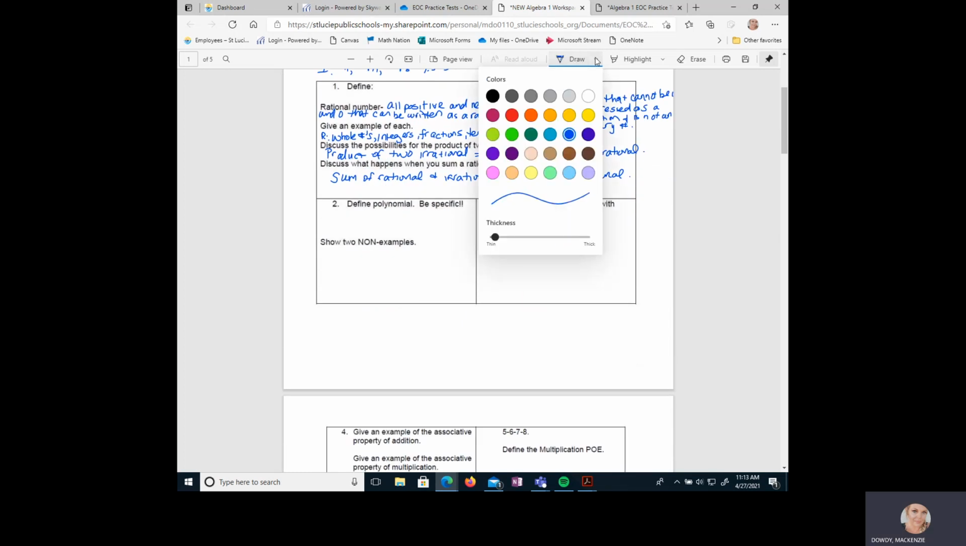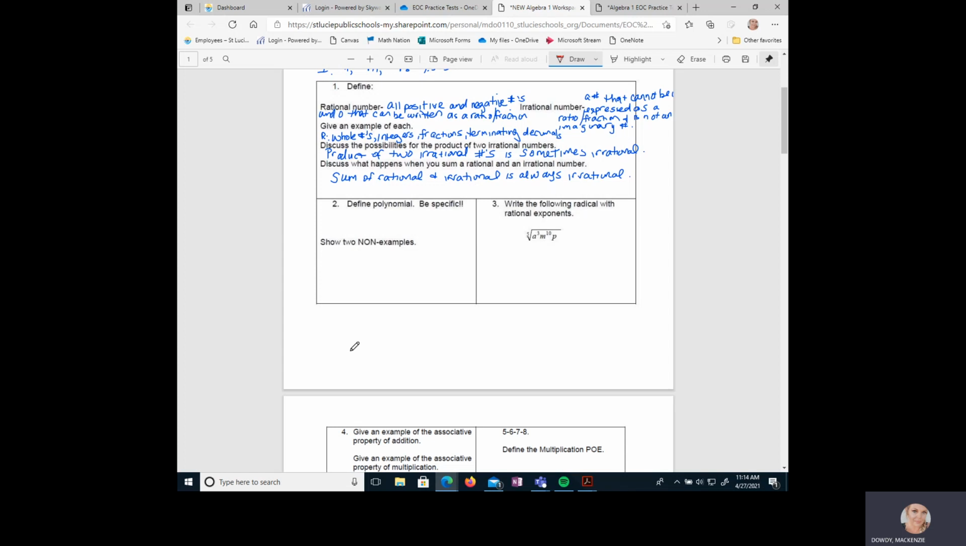I am going to switch to red because you guys are supposed to be using red pen. For the second one, you should be doing this in red pen or on a different piece of paper or something so I can see the difference.